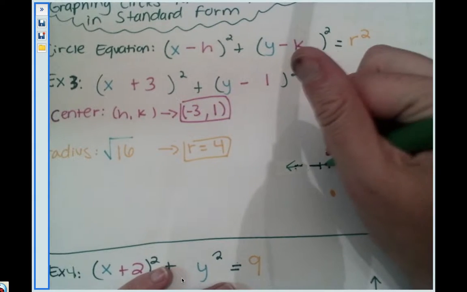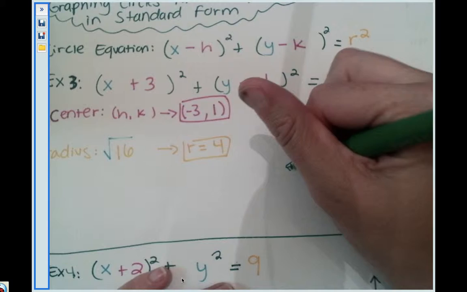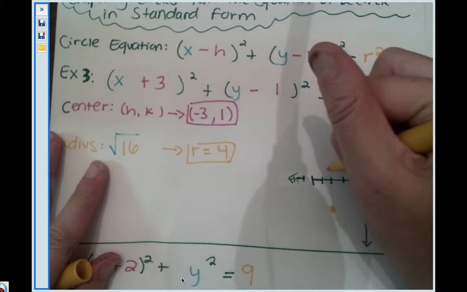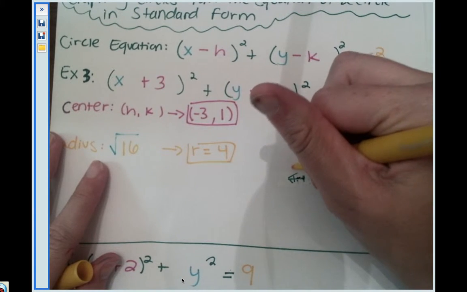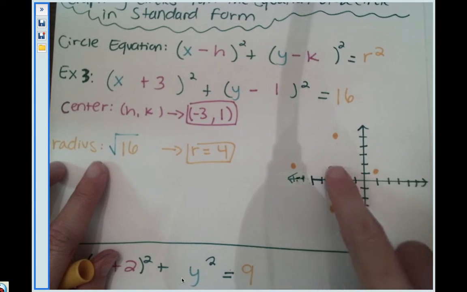All right, so 1, 2, 3, 4. We need a point right there, and right there. So now let me count 4 to the left. So 1, 2, 3, 4. All right, and from here, I'm going to connect these 4 yellow points, not the center.